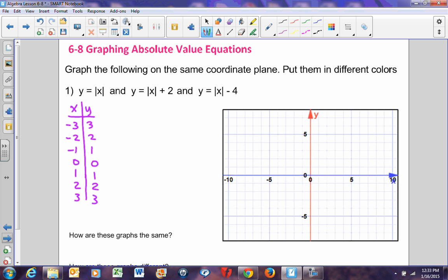If we were to graph this equation in purple on our x and y axis, you would need to use a straight edge. I'm going to have a little trouble because I can't put the straight edge on my smartboard, or at least I haven't figured that out yet. So I'll go negative 3, positive 3; negative 2, positive 2; negative 1, positive 1; 0, 0; 1, 1; 2, 2; 3, 3. This is what we call the parent function. It's the graph of y equals the absolute value of x.